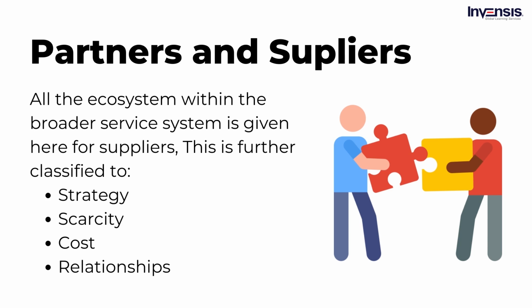Then our final dimension of ITIL4 is Partners and Suppliers. Partners and suppliers are important for the ITIL process. The partners and suppliers ecosystem within the broader service system is given here. For suppliers, this is further classified into strategy, scarcity, cost, and relationships. This is all about the dimensions of ITIL4.